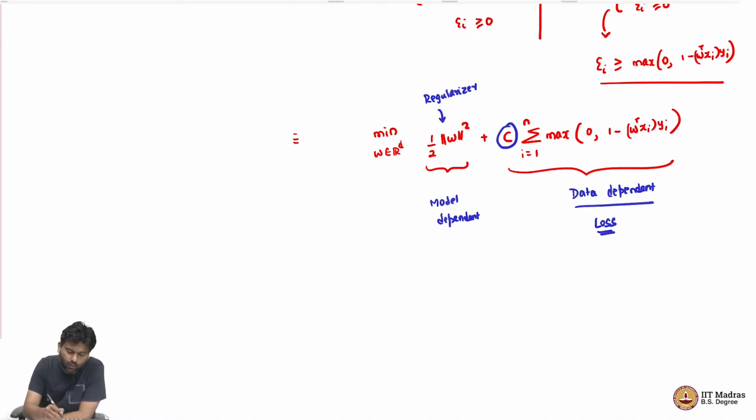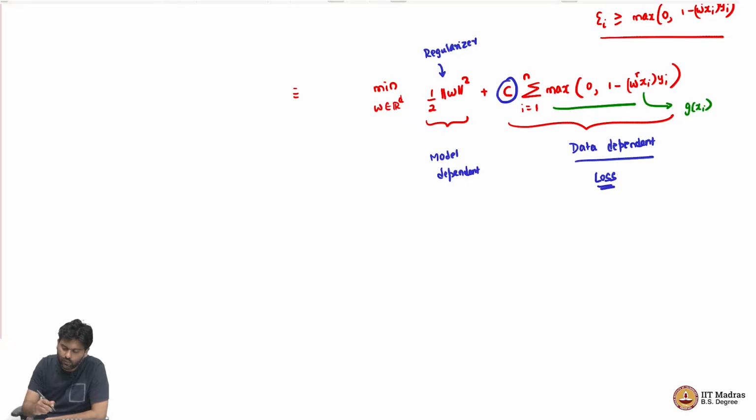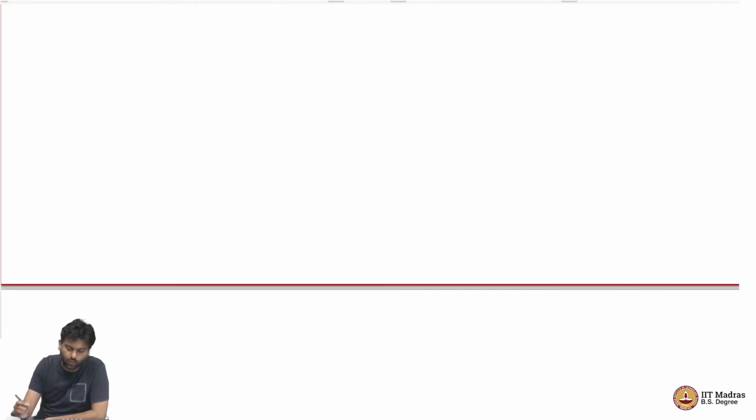Now, in our notation, this W transpose xi is what we are calling g of xi. In general this could be any g. If it is linear, then this is W transpose x. So what is exactly the loss that we are learning? Well, now let us go back and see how this loss fits into our original picture.